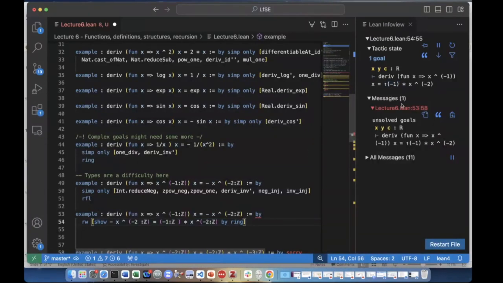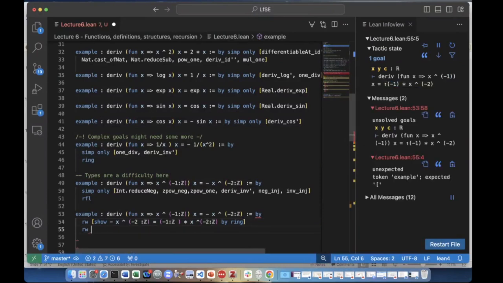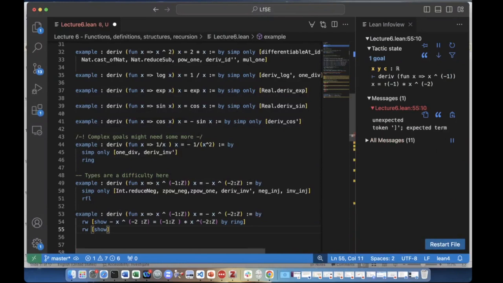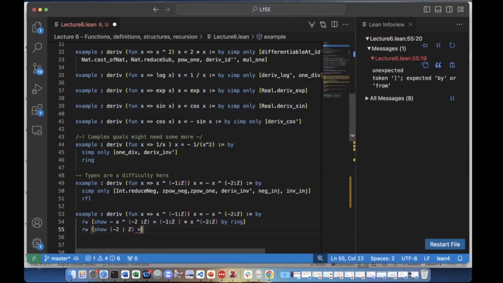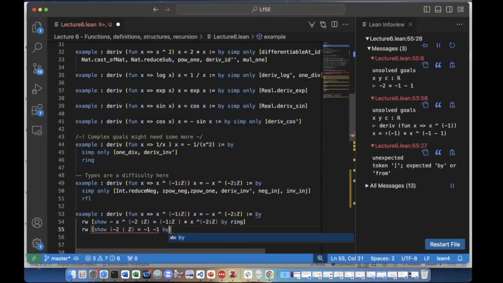Okay, so that does one of these casts. There's another simplification to do as well. We can do a rewrite. So that -2 is equal to -1 minus 1 by ring.